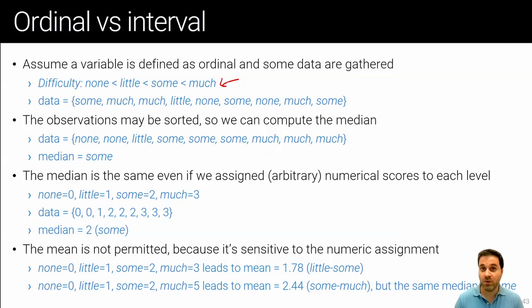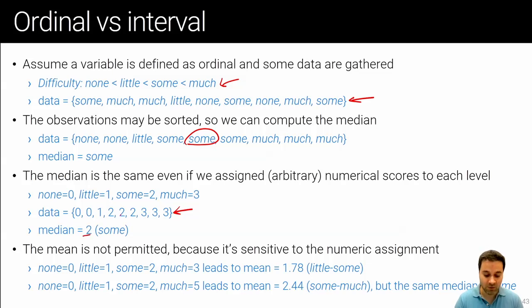So we could compute something like the median. If we get the data sorted, it looks like this. The median is the midpoint, which happens to be some over here. So the median in this data is some. Now the median is the same even if we assigned numerical scores, which would be arbitrary anyway. That's why the median still works. So let's say we assign these arbitrary numbers in which 0 corresponds to none, little corresponds to 1, some is 2, and much is 3. Then the data will be transformed into something like this. And still in this case, because we're just sorting and this is okay with ordinal variables, we could just compute the median.